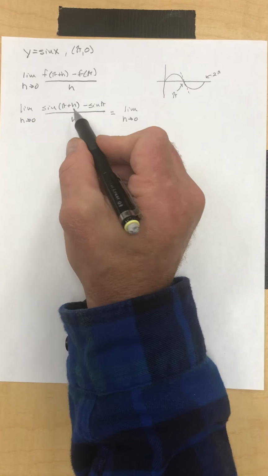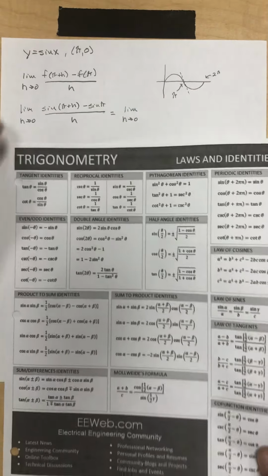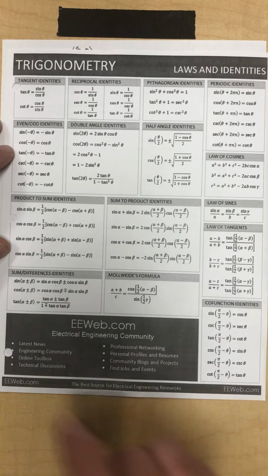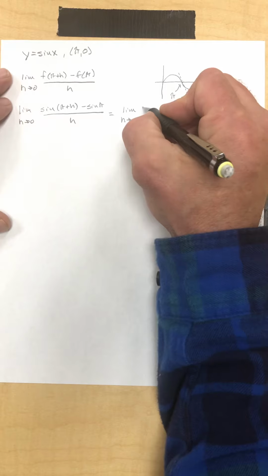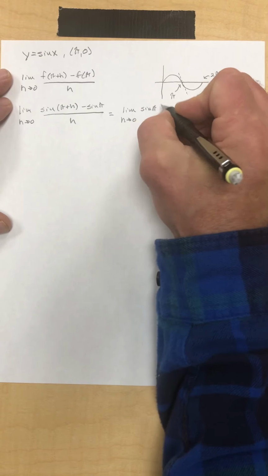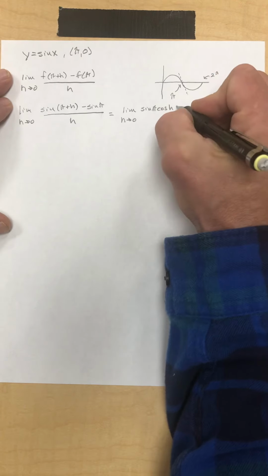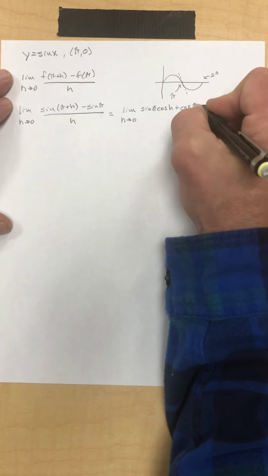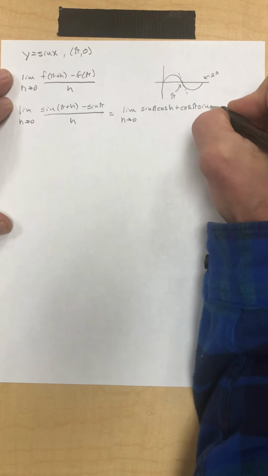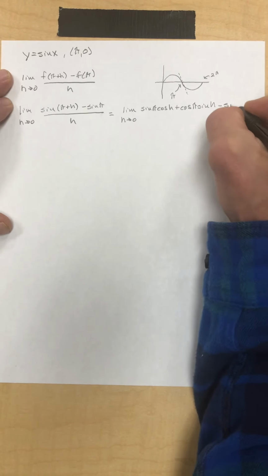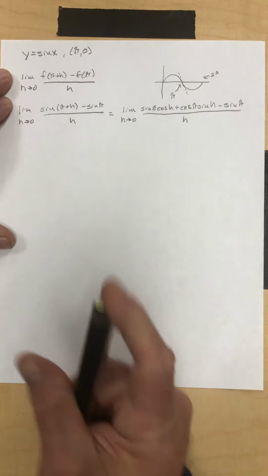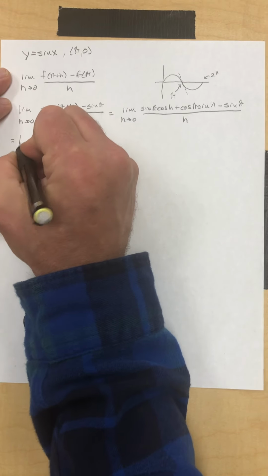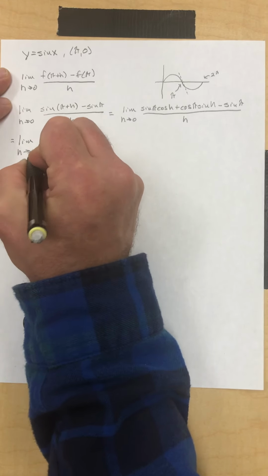Okay, so we've got the limit as h approaches 0. Now, right here, sine of pi plus h, I've got to go down here to my sum identity. So it's sine cosine plus cosine sine. That would be sine of pi cosine of h, plus cosine of pi sine of h, minus the sine of pi, and that's all over h. Okay, so let's see what happens here, the limit as h goes to 0.